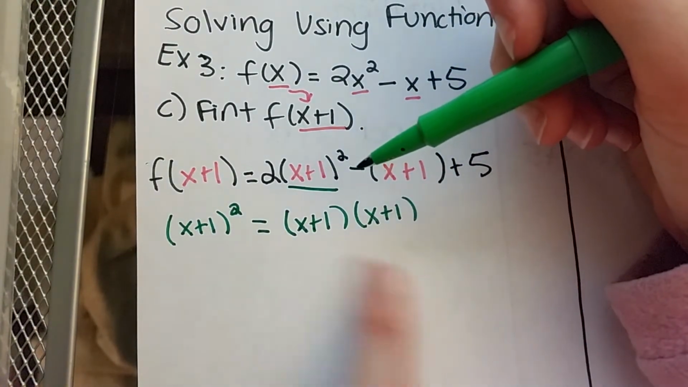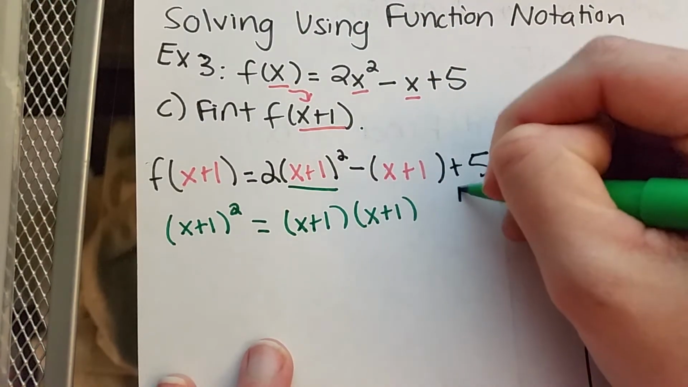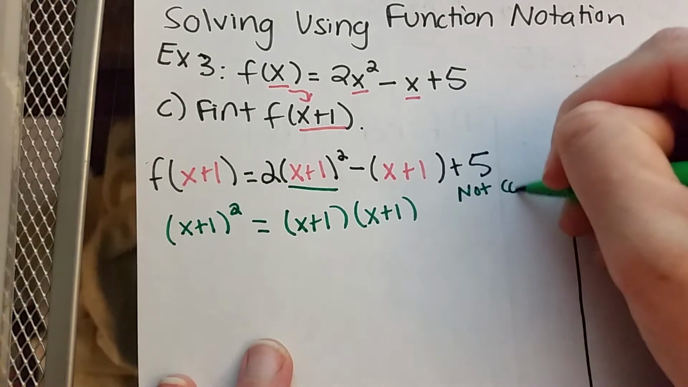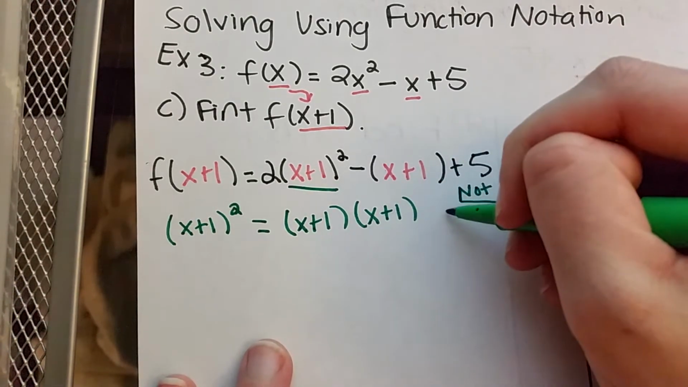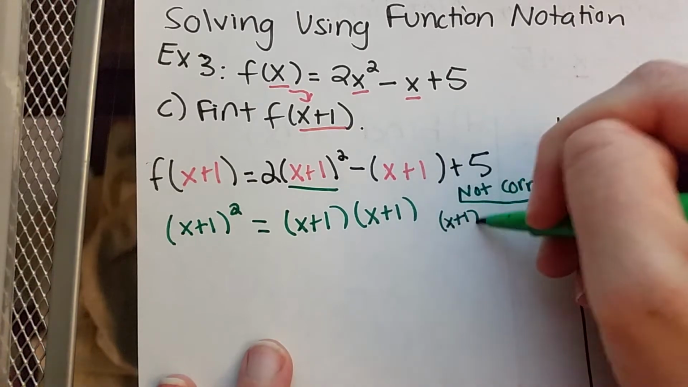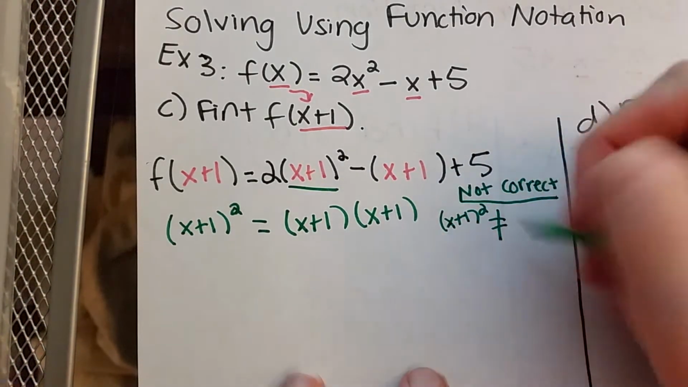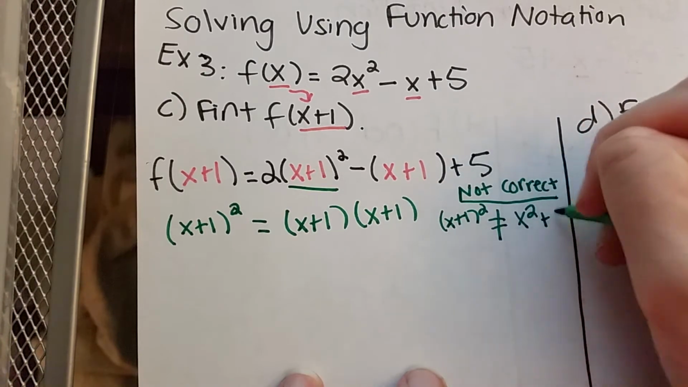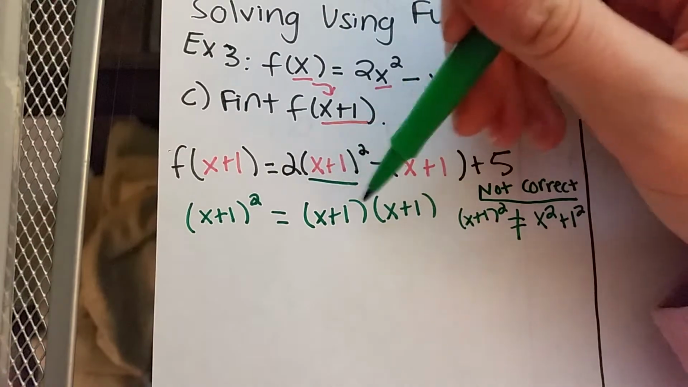Always write this. It is not correct if you say x plus 1, so this is the not correct form. Don't ever try this, or the demon cats will come for you. This does not equal, the little slash means not, does not equal x squared plus 1 squared. Don't even try that. Okay, so we're going to be dealing with this right now.